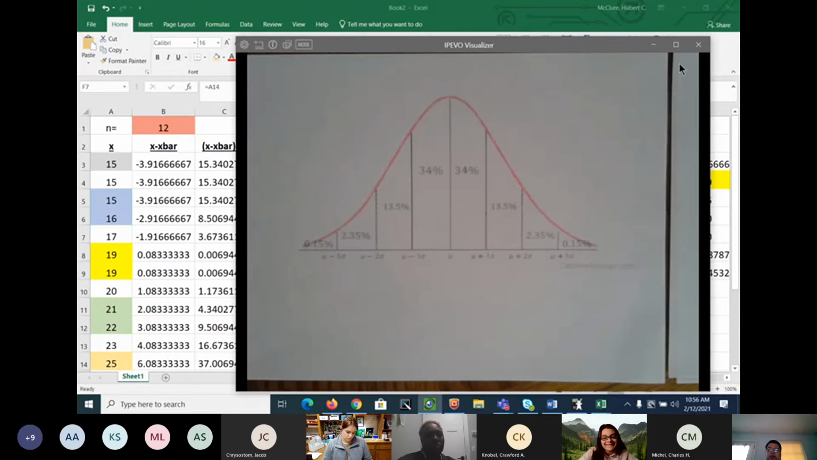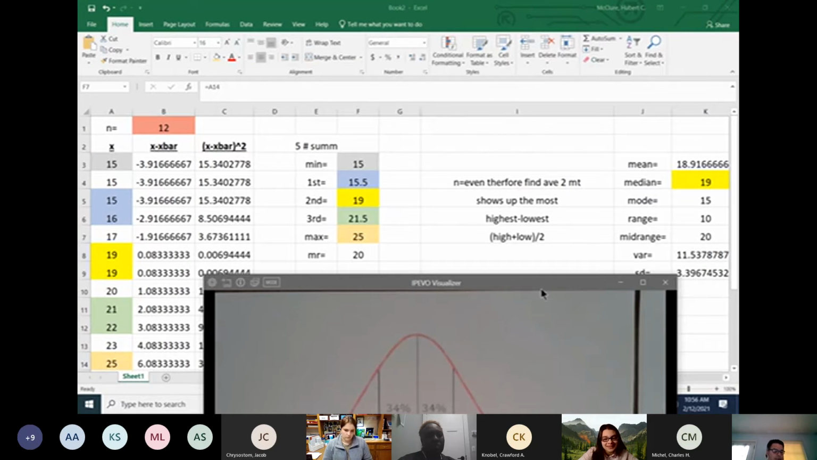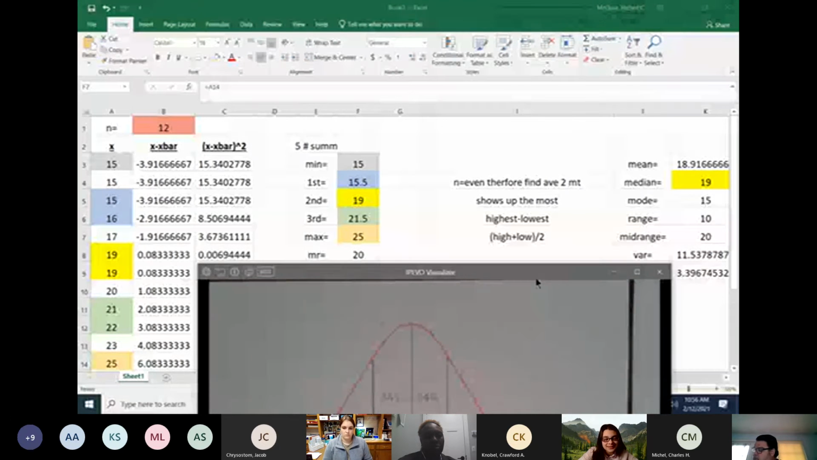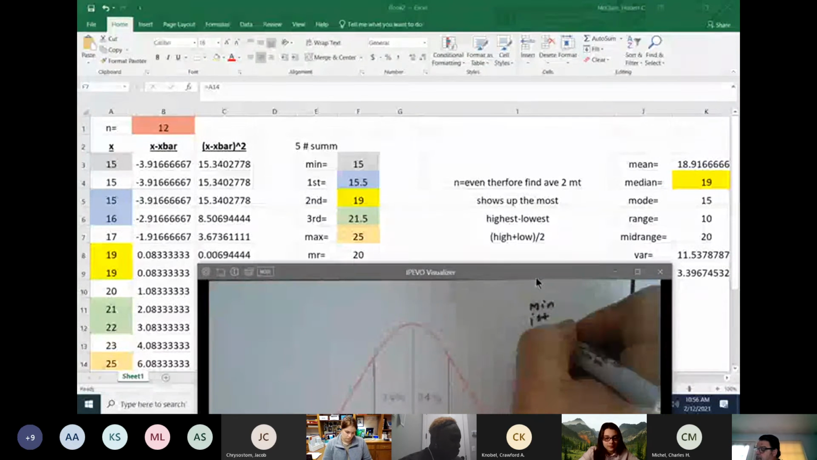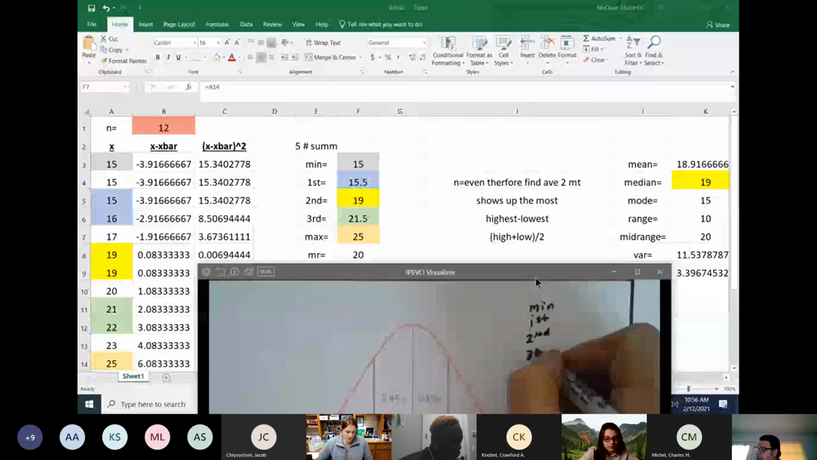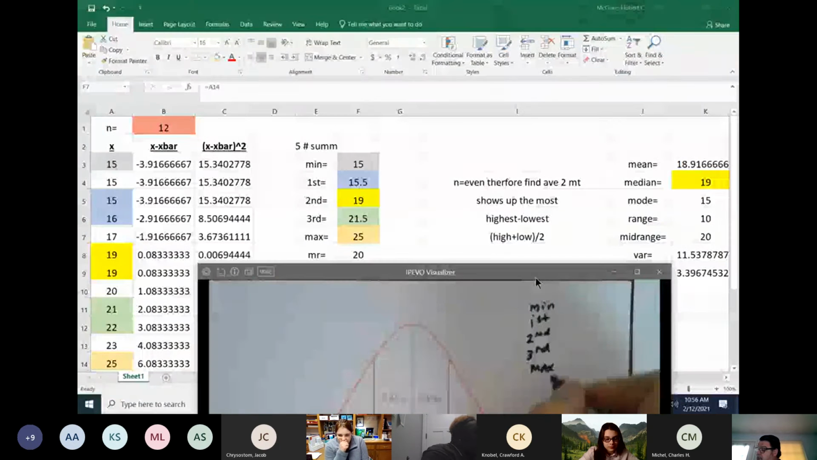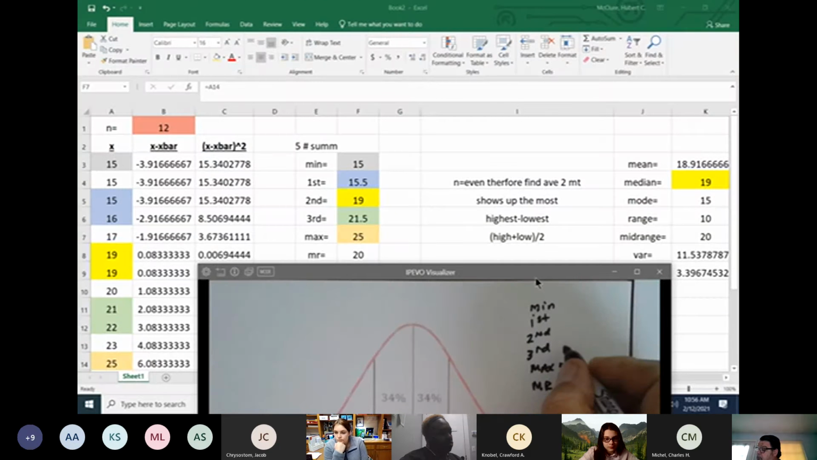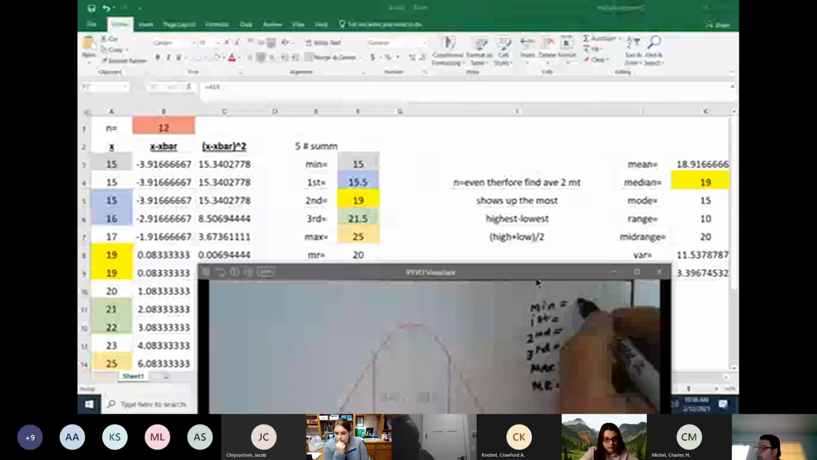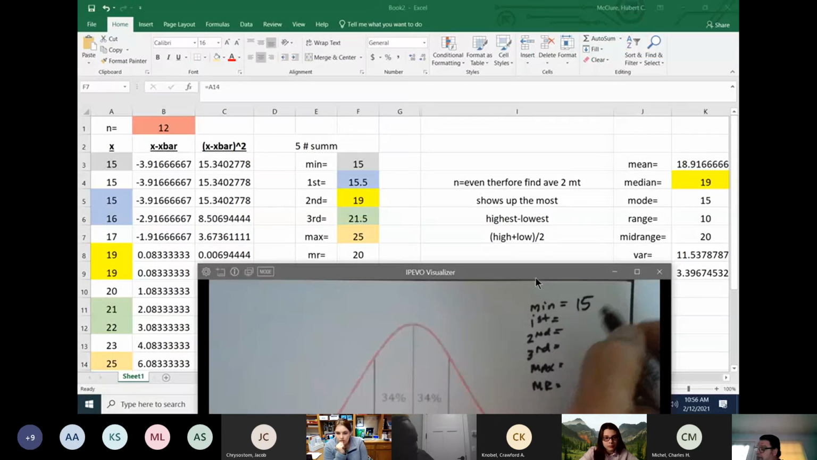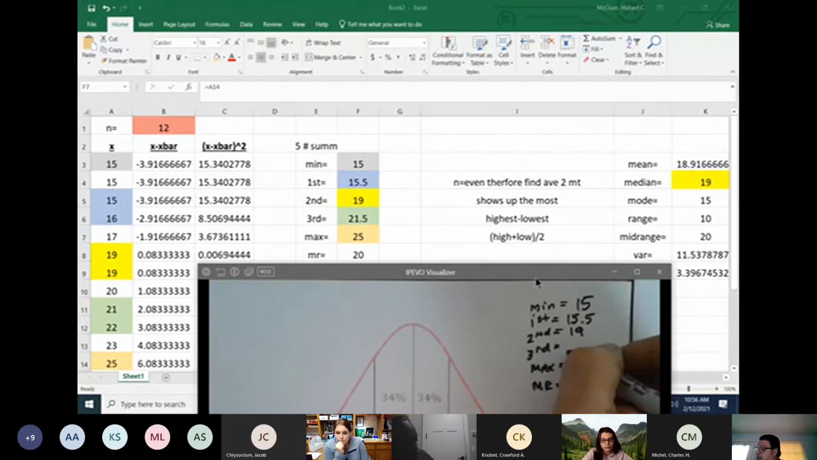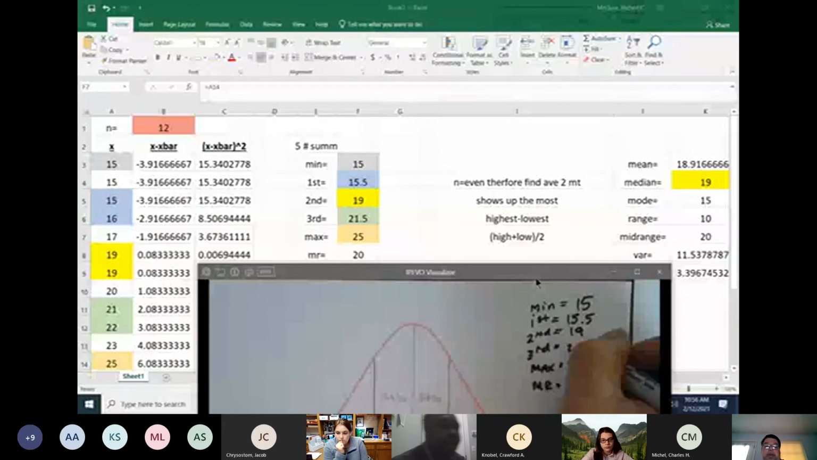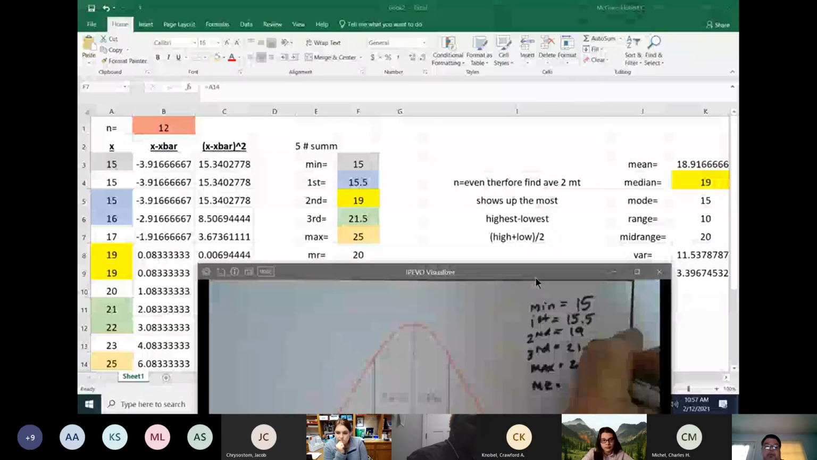All right, so I'm going to write this stuff down so I don't have to go back and forth. So my min, first, second, third, max, and mid-range. My min is 15. First is 15.5. Second is 19. Third is 21.5. Max is 25. And my mid-range is 20.